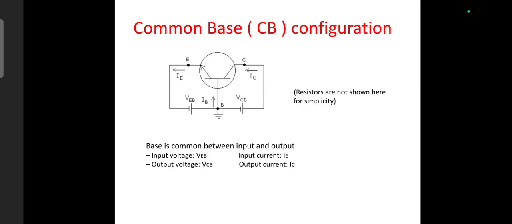So this is the circuit diagram for the common base configuration, where the input is across base and emitter and the output is across collector and base. So base is common for input and output. So this is called common base.